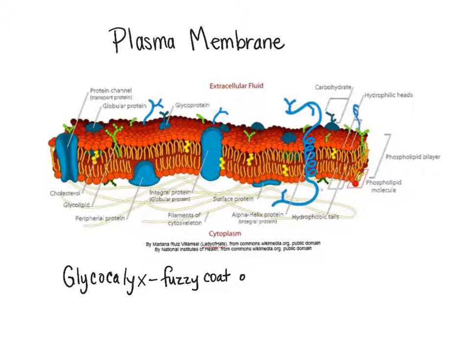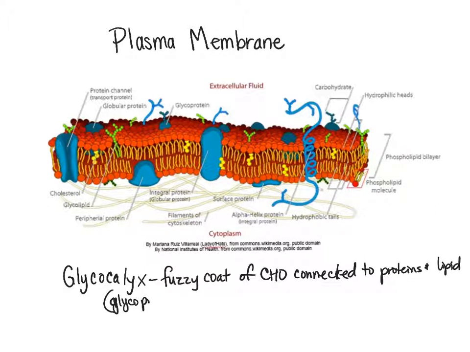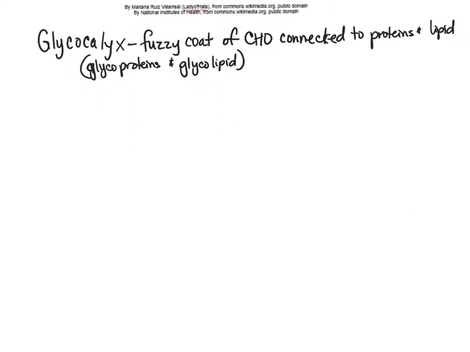So the fuzzy coat of carbohydrates connected to proteins and lipids. So namely, these are our glycoproteins and our glycolipids. Together, the glycoproteins and the glycolipids make what we call the glycocalyx. And the glycocalyx then, as we just mentioned, is this kind of fuzzy coat.